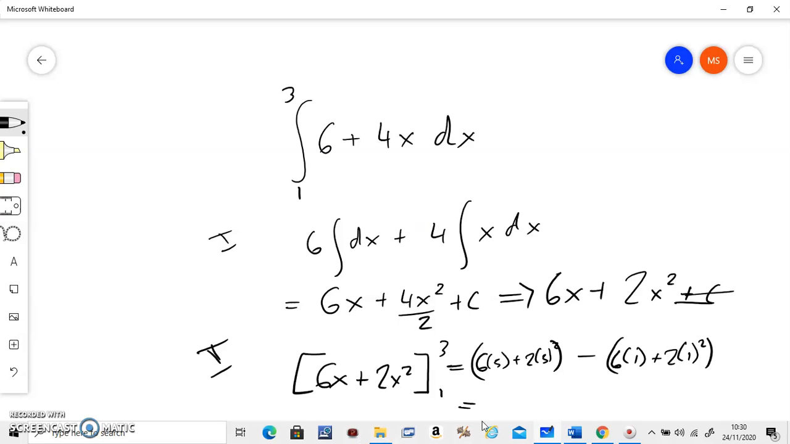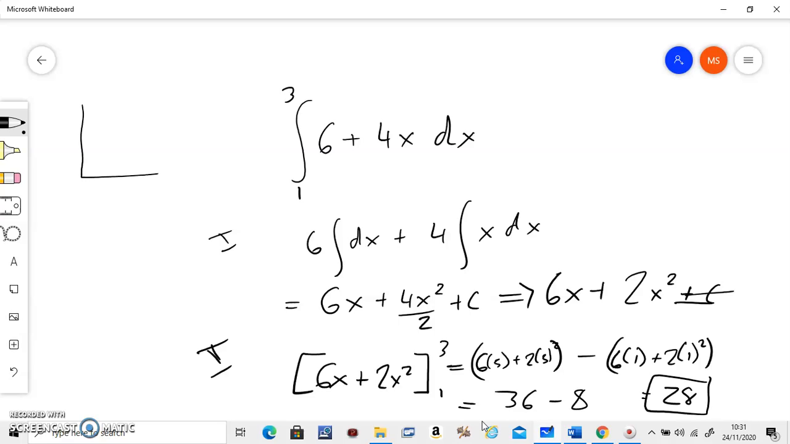Calculate the final answer. How much is this? 18 plus 18. So 36 minus, you can check the answer if it's right, 8. Right? So 36 minus 8 is 28. Now what is the meaning of 28? It's very important to understand.